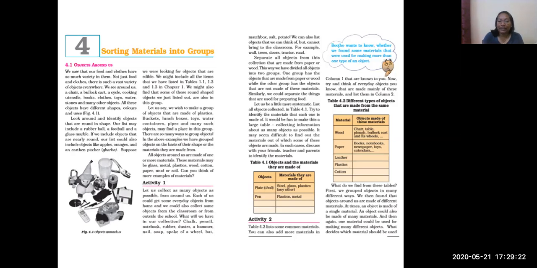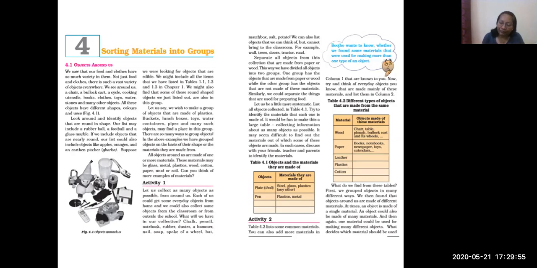that can be seen around us. If you look at activity one, you have been asked to collect everyday objects, and you have been asked to separate the things according to shape and so on. So we can categorize things, some are big, some are small, some are very tiny, according to the material of which it is made. Look at table 4.1, objects and the materials they are made of.